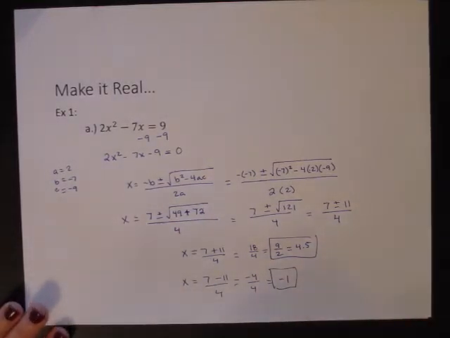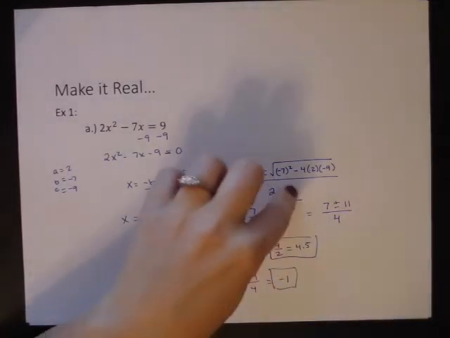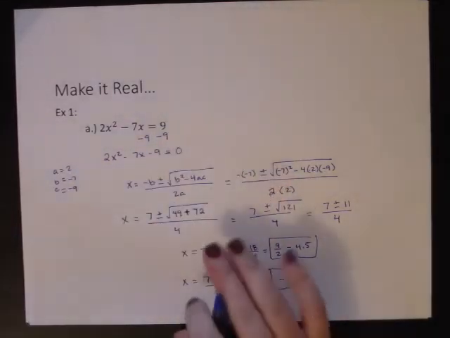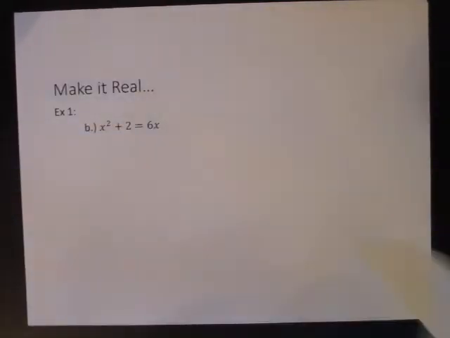Okay? So that's how you go through the process with the quadratic formula. It is so easy to mess this part up right here, so that's why it's always your last result. Okay, let's try another one. So we have x squared plus 2 equals 6x.